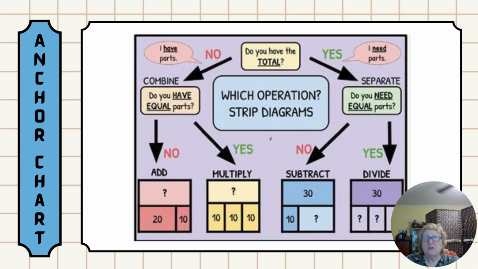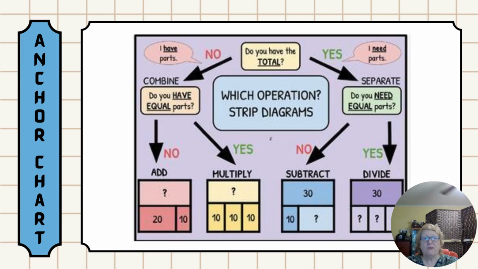That is either going to require you to use addition, or it is going to require you to use multiplication. To use multiplication, you have to have equal parts. If you don't have equal parts, then you're going to use addition to get your total amount. So when you ask yourself, do you have the total, and the answer is yes, then the math problem is requiring you to identify a missing part.